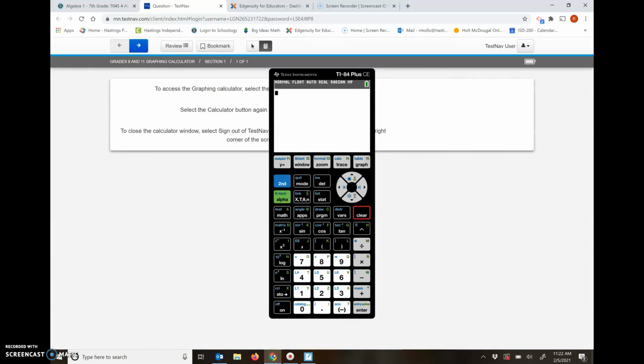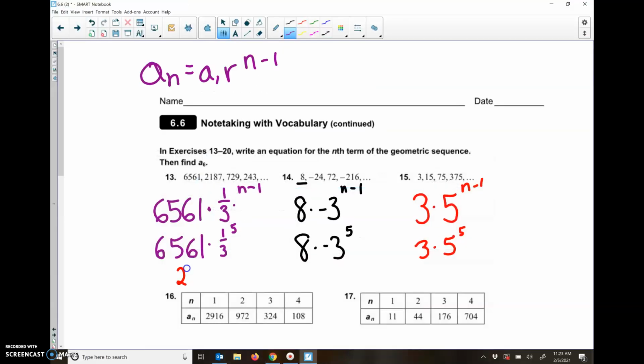So I'm going to do 1/3 raised to the fifth power times 6,561, and it gives me 27, and that is correct.